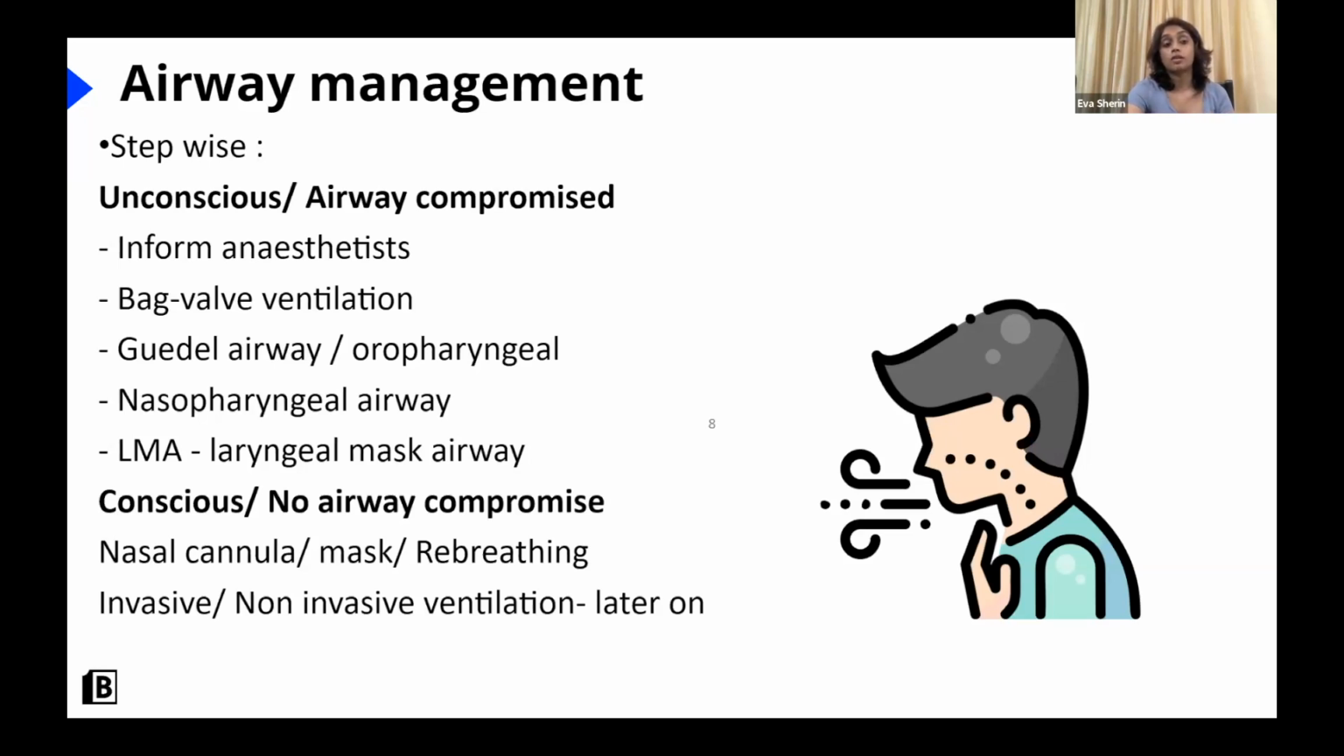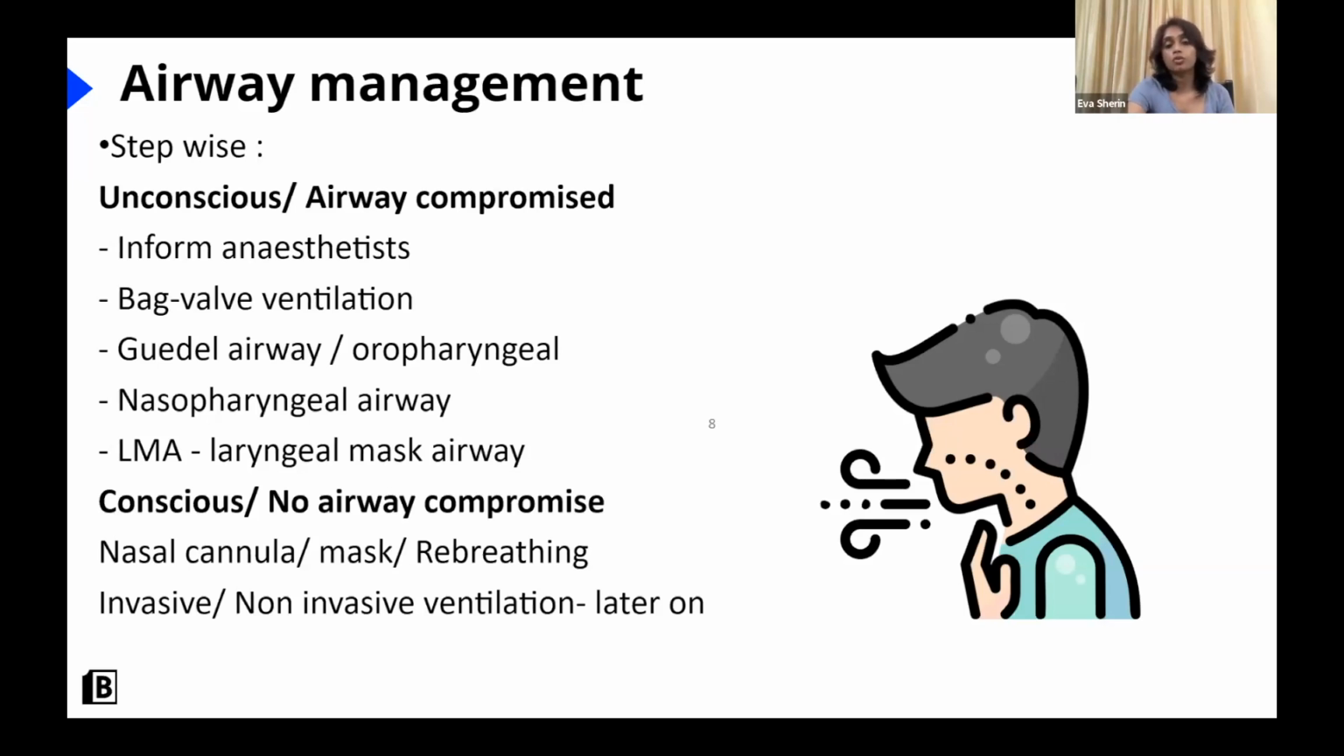So if the airway is compromised, then the first thing you do is inform the anesthetist, because at any point, it will come to a point where you cannot manage the patient on your own, regardless of your bag valve ventilation, your oropharyngeal airway, your nasopharyngeal, your laryngeal mask, which are all the things that you might be ready to do and you can do. But despite doing all of this and despite giving that much oxygen, you can even start on 100% oxygen, the patient might not be tolerating. And if you decide to call the anesthetist after that, it might just be too late. So if you see that the airway is compromised in any way, inform the anesthetist. I don't think they would mind if you call them at that point.